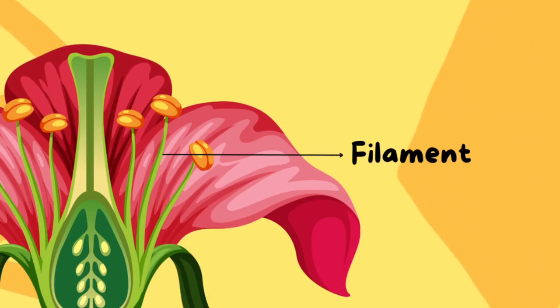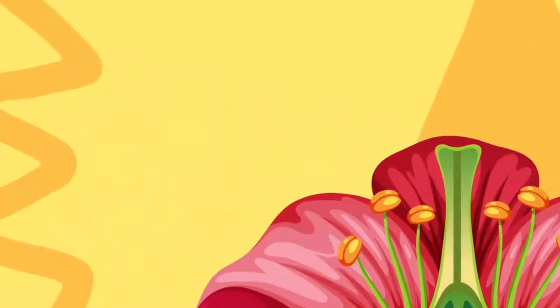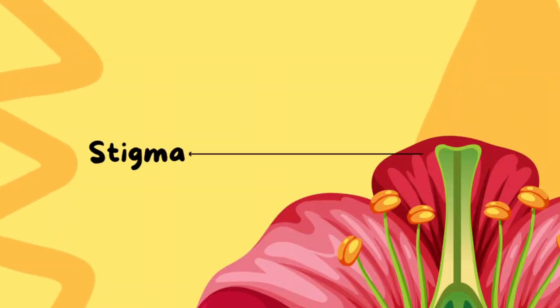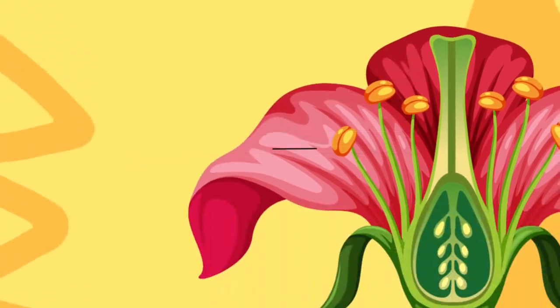Now let's talk about the female organs, which are called pistil or carpel. Female organs consist of 3 parts. Stigma, which is so sticky. Why? So it can stick to the pollen. Style, it's only a tube that supports the stigma and, of course, connects the stigma to the ovary.